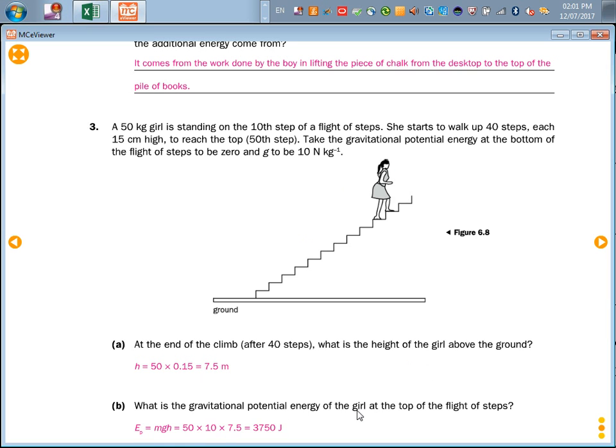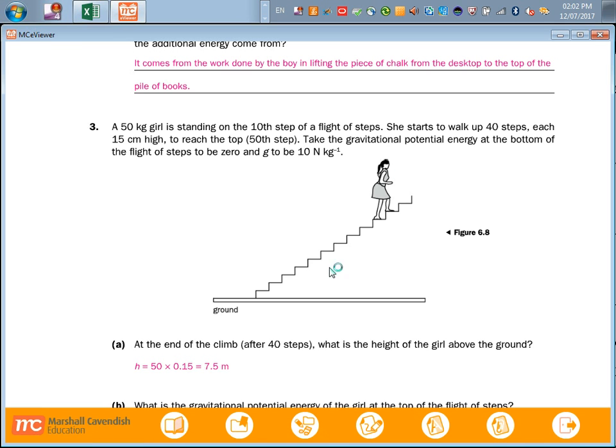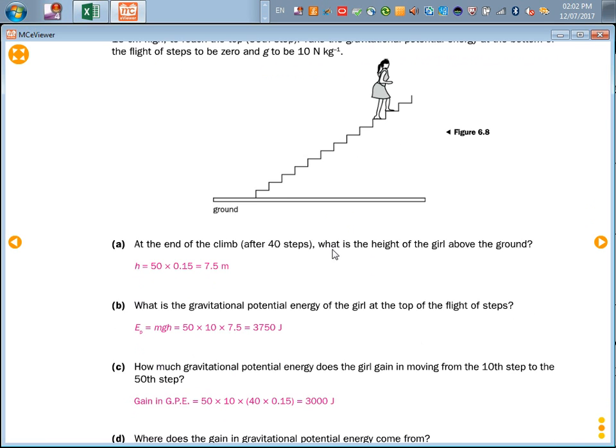Gravitational potential energy is given by mgh. So show me your formula first, then your substituted values, to get 3,750 joules. That's her gravitational potential energy.